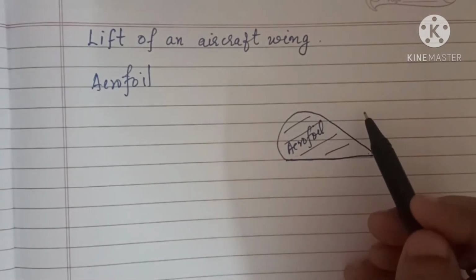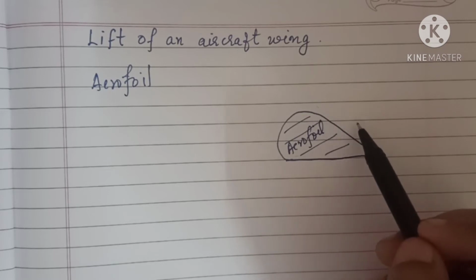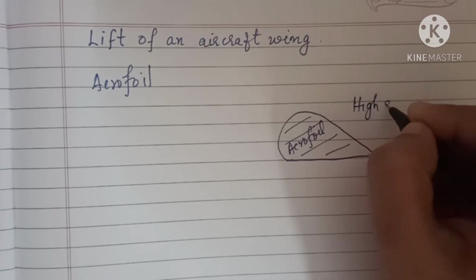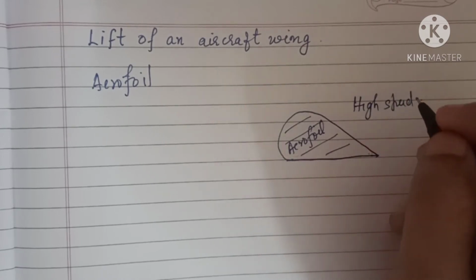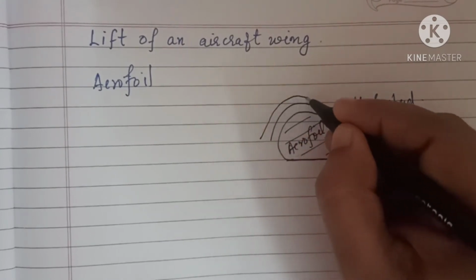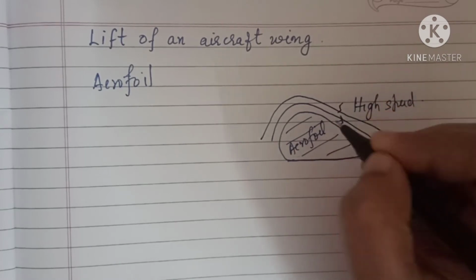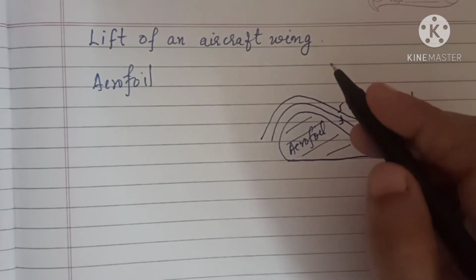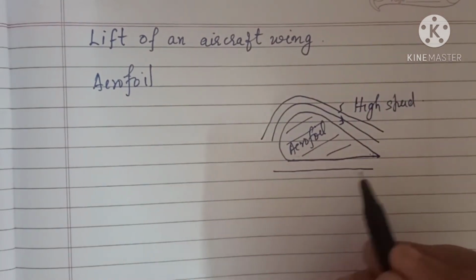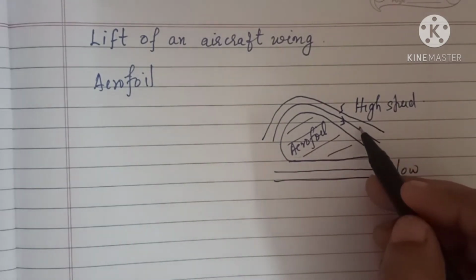The air in the upper surface moves faster. So here it will be high speed. In the upper surface, the air will be in high speed. Like this, you can draw the streamlines. Than on the bottom. Now here, if you are considering the bottom, the speed will be low when you compare with the upper surface because of its shape.